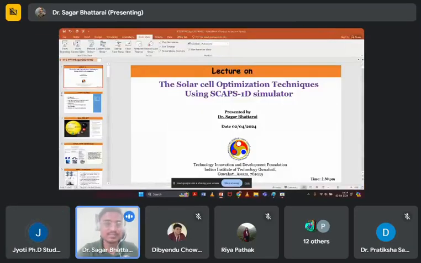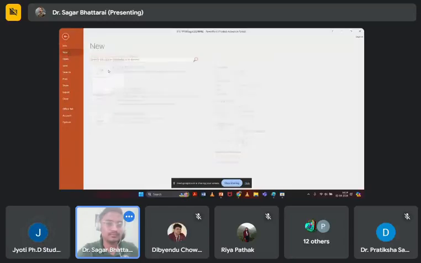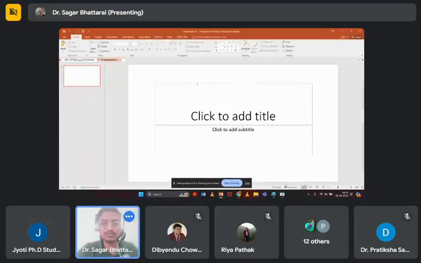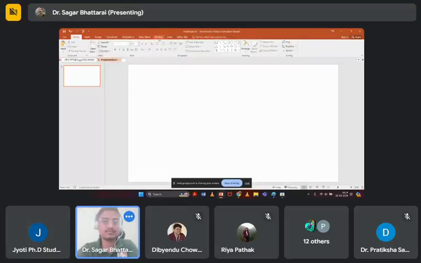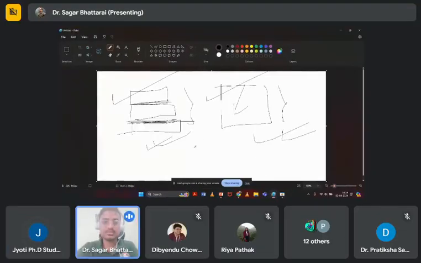This particular spectrum file is used in tandem solar cells. It is given for the tandem. So you don't need to worry about that. You just put 1.5 and try to simulate that.